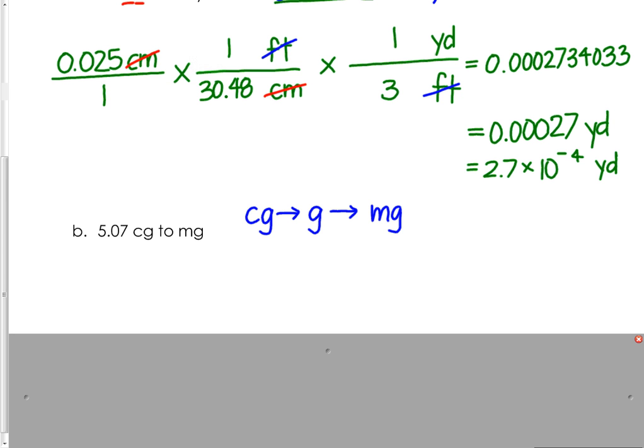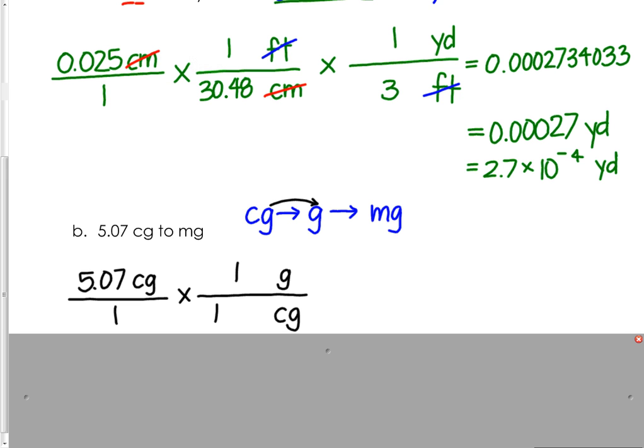I'm going to start by writing down 5.07, the given, centigrams. I'm going to put that over 1. I'm going to multiply by another conversion factor. I want centigrams to disappear, so I'm going to put that on the bottom so it will cancel out. I'm going to put the base unit, which is the next unit I'm going for, at the top. I should know that 1 gram is bigger than 1 centigram, so I'm going to put the 1 by the unit that is bigger. There are 100 centigrams in 1 gram.